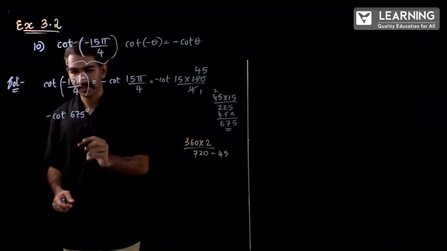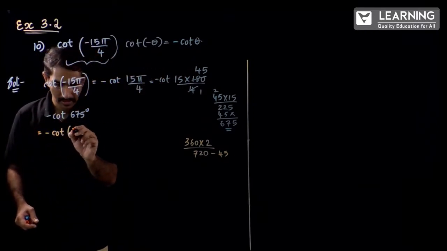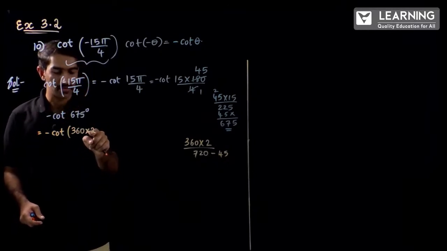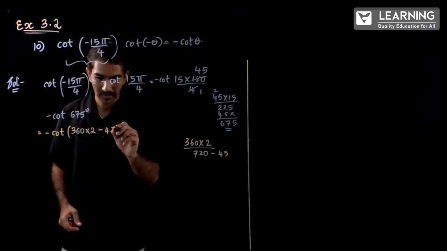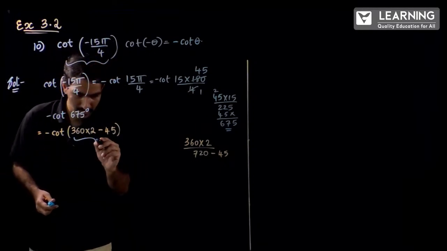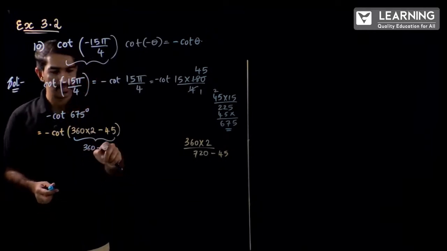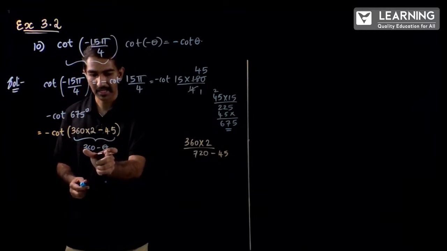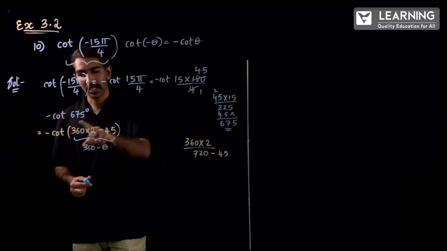Now we'll rewrite this. So this can be rewritten as, which is equal to, minus cot of 360 into 2, that is 720, minus 45. Now here again, this is in which form? Is this in the form of 360 minus theta? Correct? 360 minus theta, right? 360 minus theta lies in which quadrant? 360 minus theta lies in the fourth quadrant again. In the fourth quadrant, what is cot?